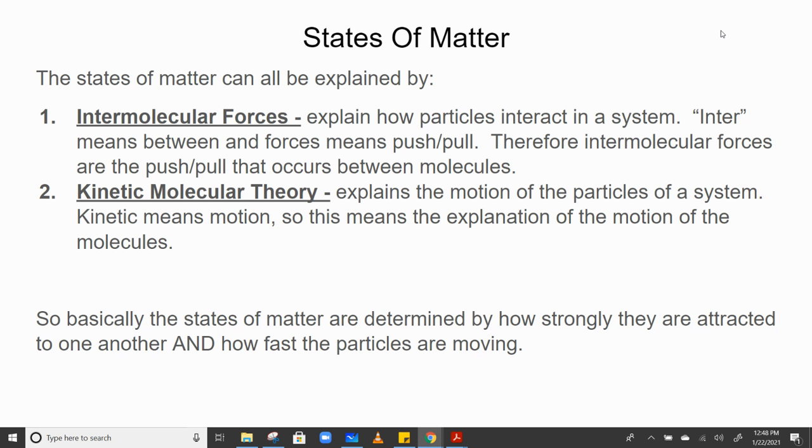The first one is intermolecular forces. Intermolecular forces explain how particles interact in a system. Inter means between, and force means a push or pull. So we're talking about pushes and pulls between molecules. How are they attracted to one another?